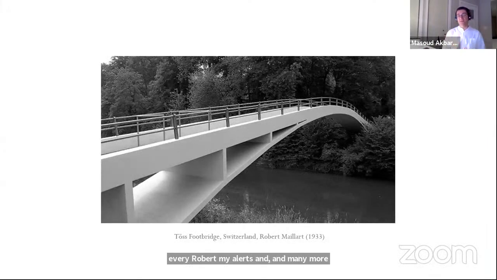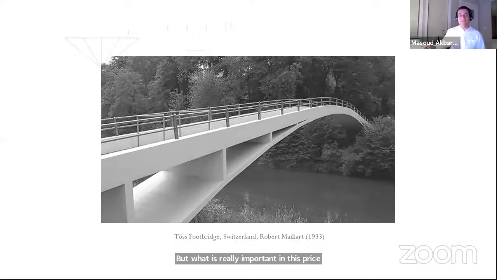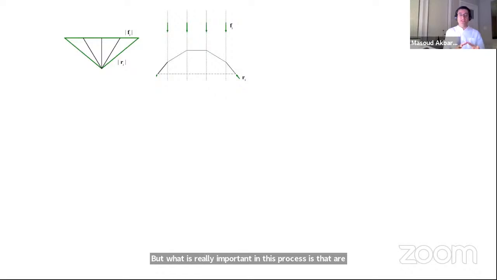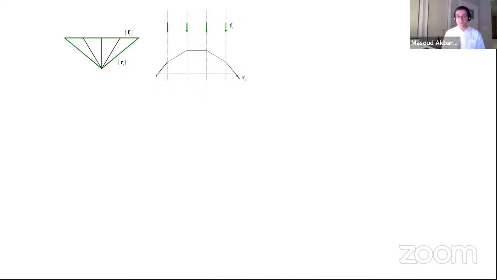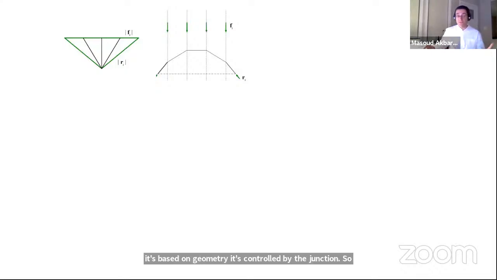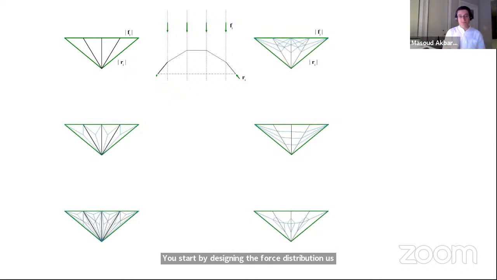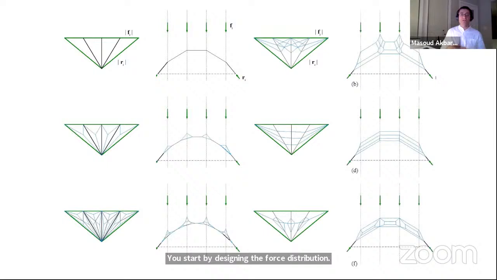But what is really important in this process is that there is a parallel design domain that you can call the force domain. And this design domain is topologically related to your structural form, it's based on geometry, and it's controlled by the geometry. So why is this important? Because in contrast to the common design methodology, you do not start from an arbitrary form and try to optimize it. You start by designing the force distribution using certain rules, and then you can derive funicular, compressionally or tensionally efficient structural forms as a result of that design.